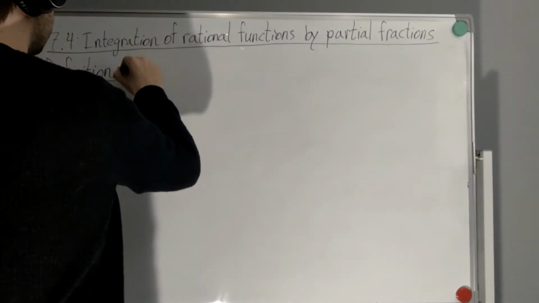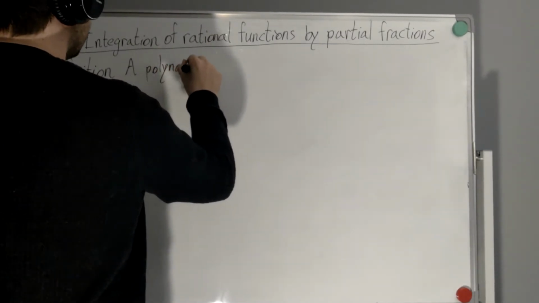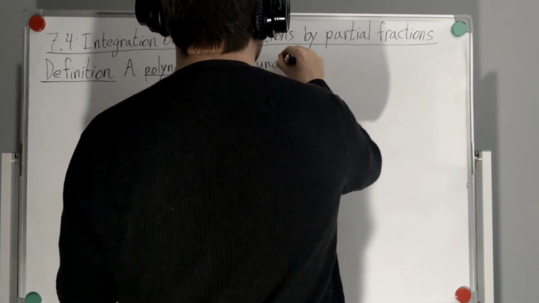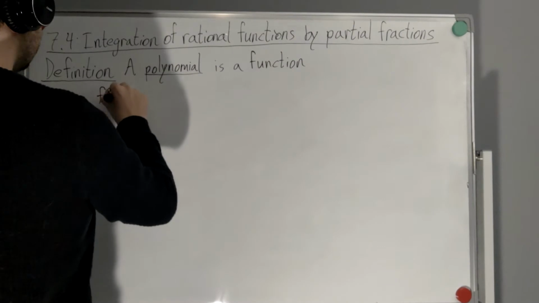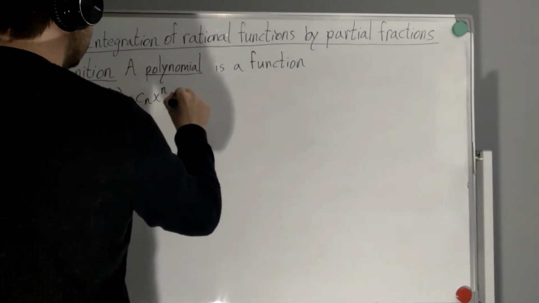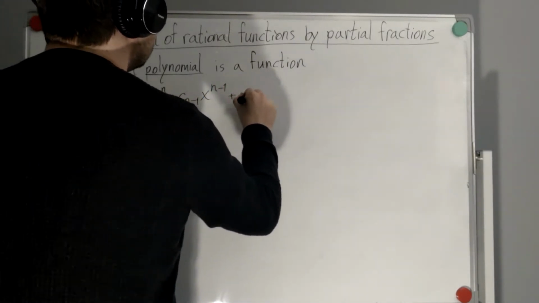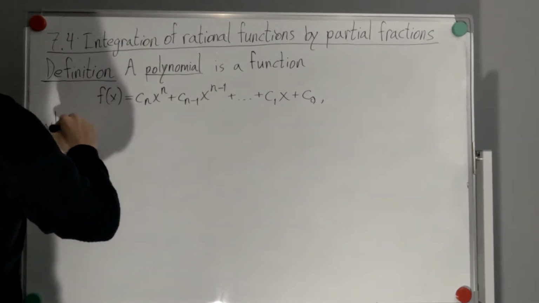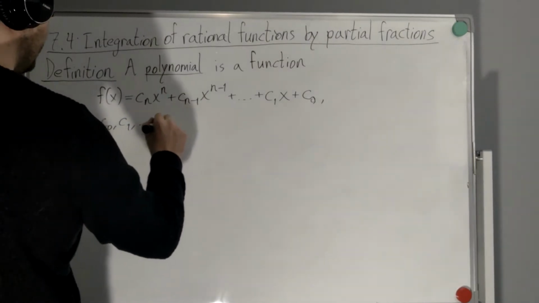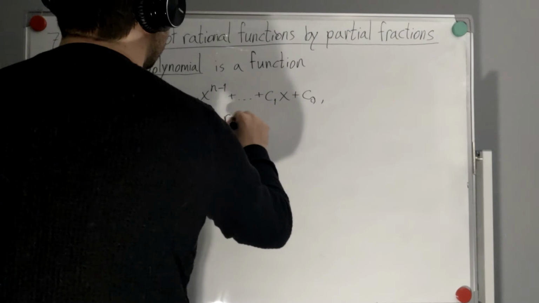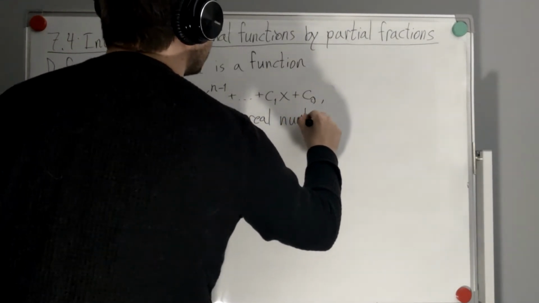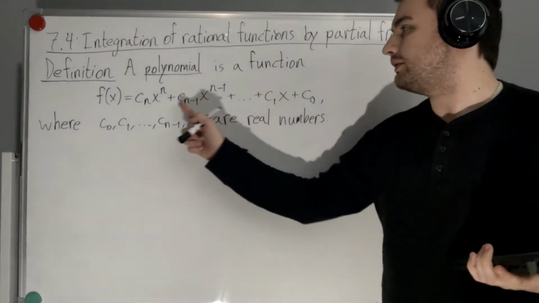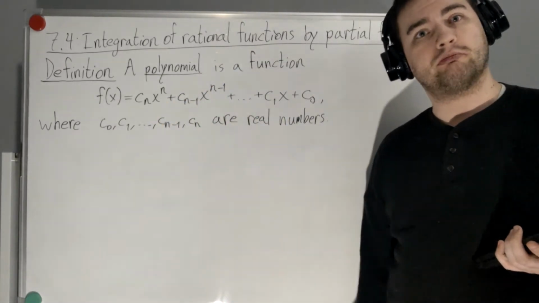So a polynomial is just any function that takes the form f of x equals c_n x to the n plus c_(n-1) x to the n minus 1 plus dot dot dot all the way up to c_1 x plus c_0, where c_0, c_1, dot dot dot all the way up to c_(n-1) and c_n are real numbers. Okay? So you just take successive integer powers of x, multiply them by a bunch of constants, and then add that all up. And that's a polynomial.